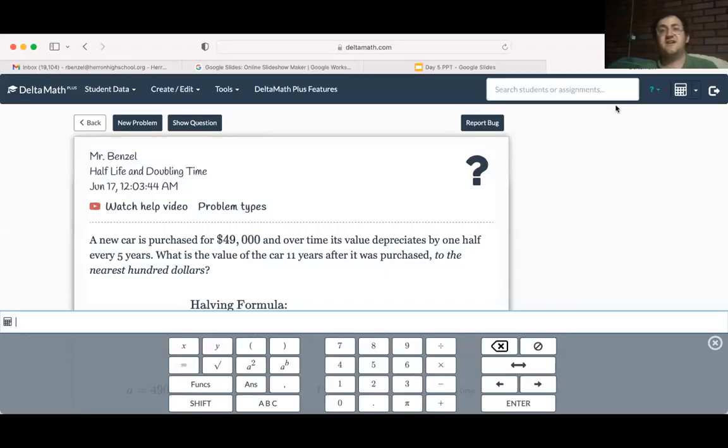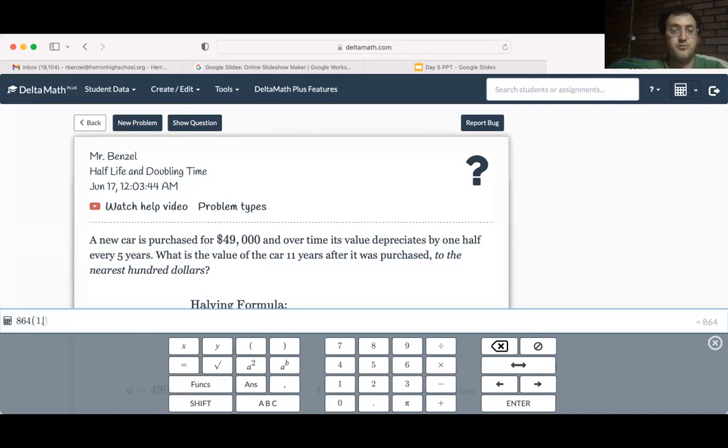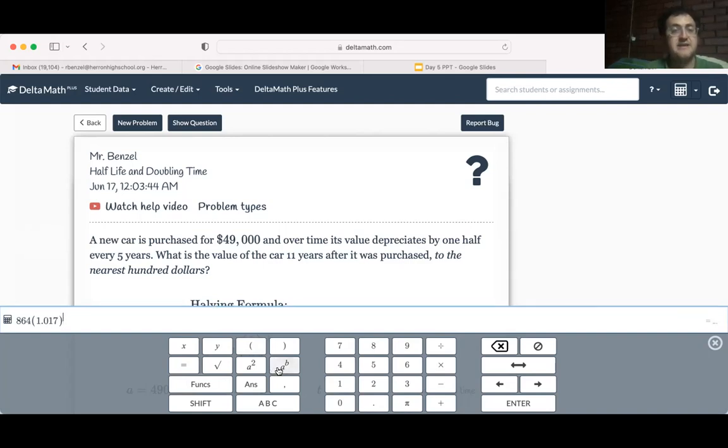There's a convenient calculator icon on the top right corner of your Delta Math. And you can put 864 times 1.017. And there's an exponent key, so a to the b. And you can put however many number of years later. So let's say I want to see after 50 years, for instance, I would actually be in the 2 millions in that case. And I could just play around with my numbers here and change the number of years.